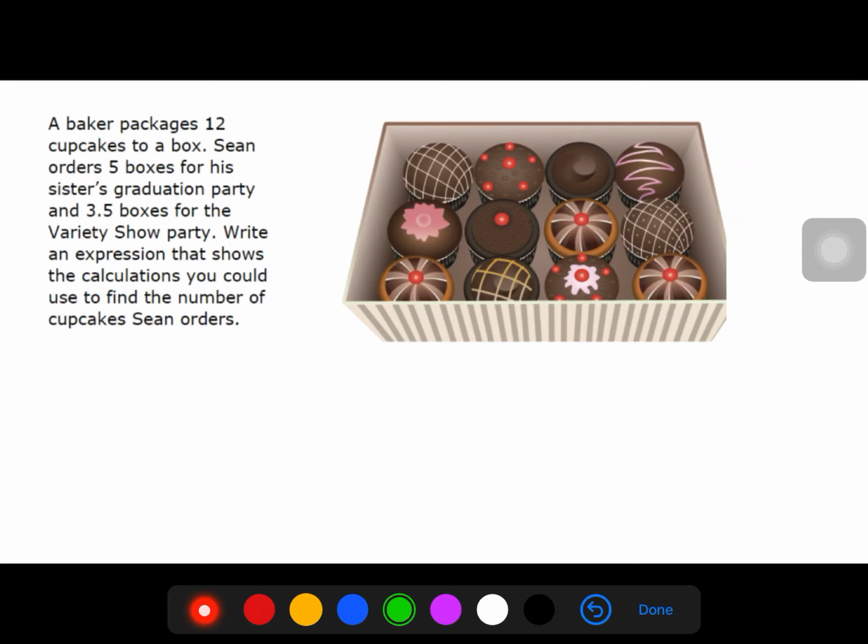Well, how many cupcakes are in a box? 12. And for the graduation party, how many did he order? Yeah, he ordered 5 of them. So that would give you the graduation party. Then we need to add in there what he spent on the variety show box. How many did he order there? 12 cupcakes in a box, and he ordered 3.5 boxes. And that would give you your answer.